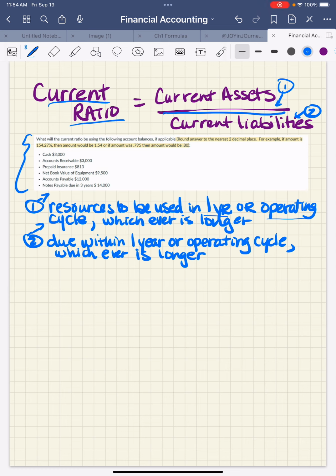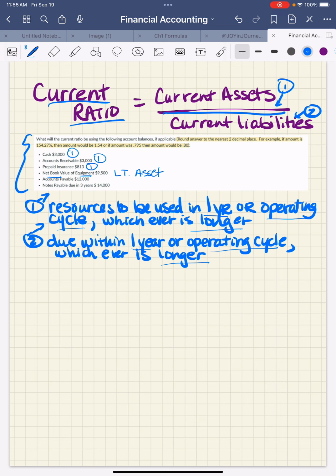But if you look at the definition, 1 year or operating cycle, whichever is longer, that's how you identify whether or not something is current. So out of our cash, that is considered a current asset. Accounts receivable, current asset. Prepaid insurance is a current asset. But the net book value on the equipment, that one is actually a long-term asset.